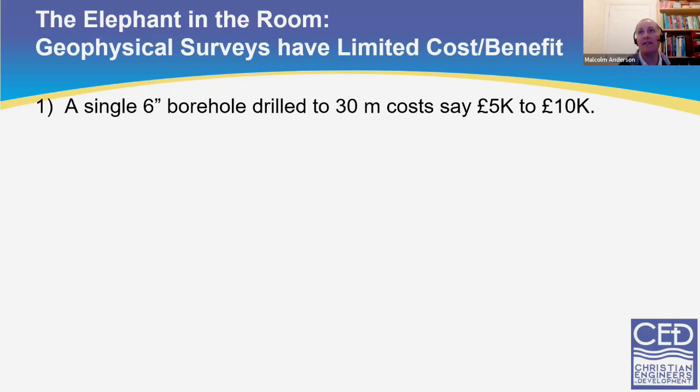Now, here's the issue that we really need to cover on this topic more than anything else. There is an elephant in the room here that I haven't spoken about, which is the cost. So here's an example of how the costs work out. A single 6-inch borehole drilled to 30 meters costs around £5,000 to £10,000.